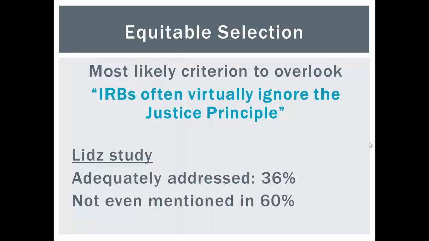So here's a statement from somebody, I forget, it wasn't Lids, it was somebody else I was reading a couple weeks ago, who said that IRBs tend to often virtually ignore the justice principle. One of the three principles that we're supposed to apply. And in the study I just mentioned to you, it was adequately addressed in only 36% of the studies, and it wasn't even mentioned at all in 60% of the studies where they thought it should have been mentioned. So that's kind of sobering.